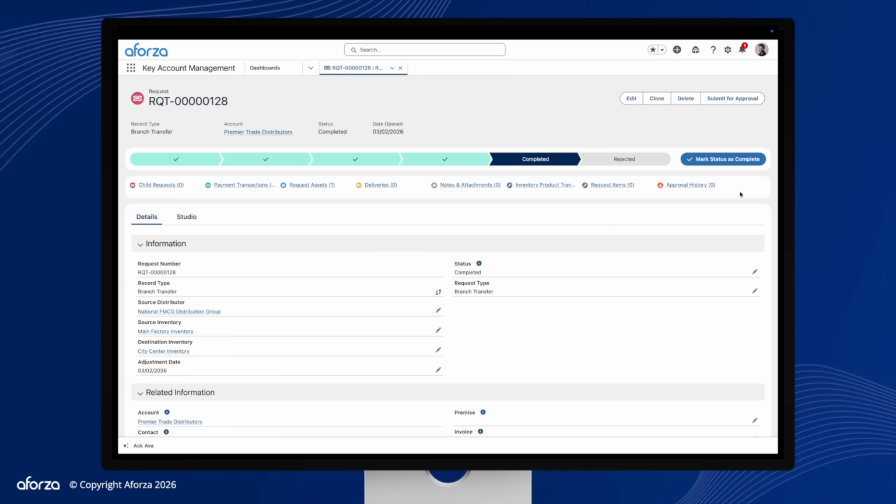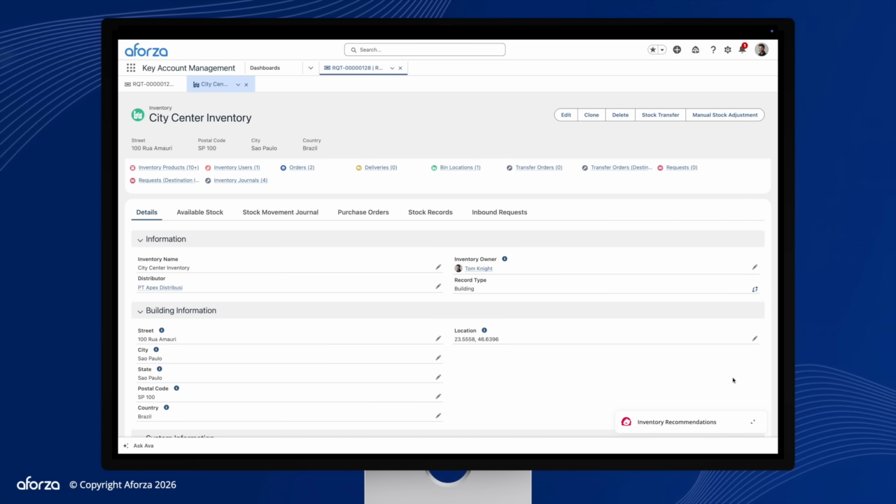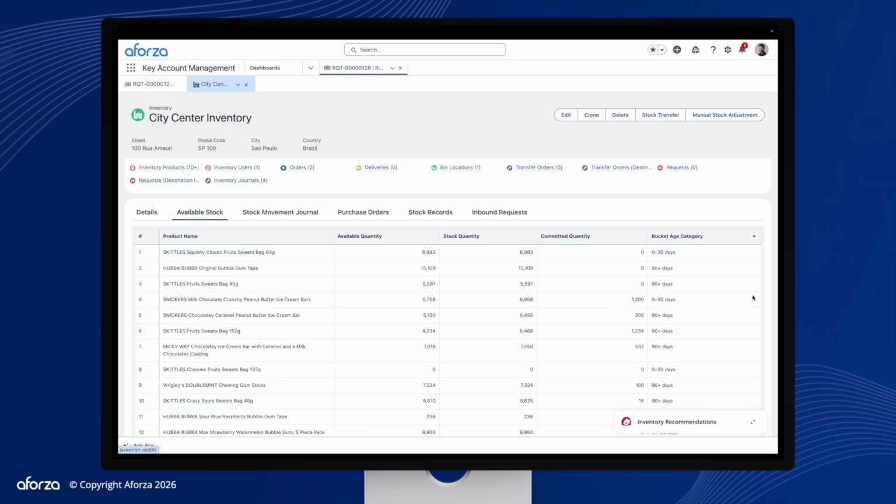But the reason this matters is the control and the proof. In indirect markets, conversations can quickly become pretty subjective. Distributors say they don't have the stock. Manufacturers will say they've shipped the stock. Commercial teams then debate what happened. With Bridge, we don't debate. We prove it's all there. So now I'm going to check the stock movement journal for the destination location, which is Premier's city centre inventory. And we can see the inbound movement here.